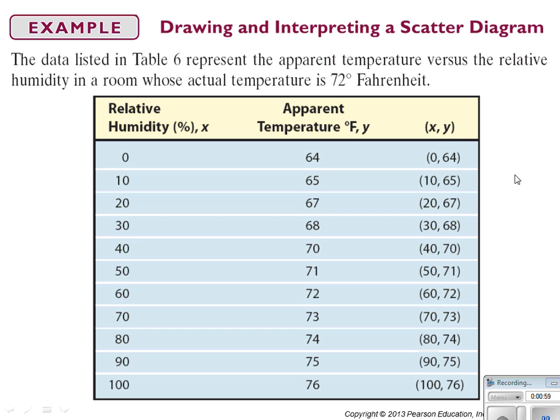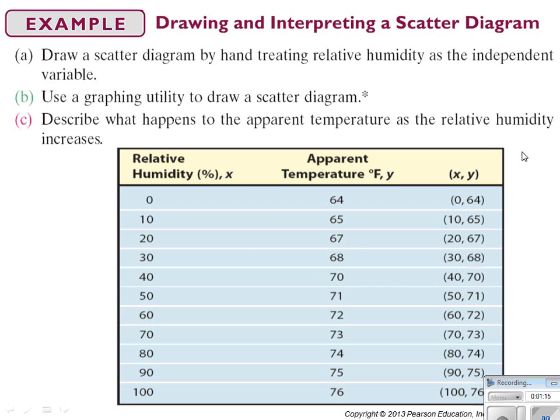So what we're going to do is, and if you guys want to get out your graphing utilities and do this, you can do it either with an online graphing utility, or you can do it with your graphing calculator. We're going to draw a scatter diagram by hand at first, treating relative humidity as the independent variable. So relative humidity will be on the x-axis, and temperature is going to be on the y-axis. Then we're going to use a graphing utility to draw the scatter diagram, and then we are going to do the interpreting part. Describe what happens to the apparent temperature as the relative humidity increases.